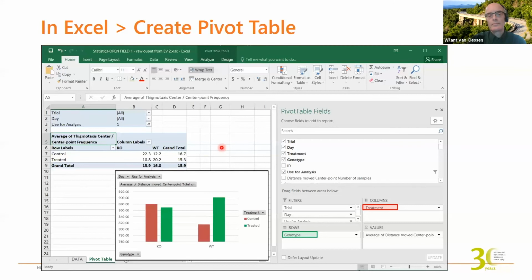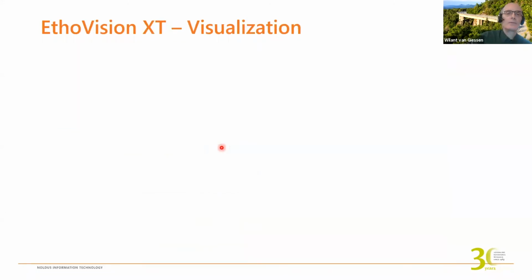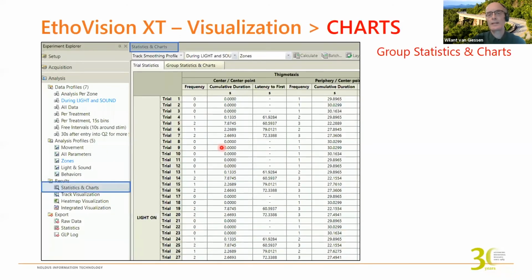So the next thing I want to go to is visualization. First of all, charts. We saw some of that already. Group statistics and charts. So this is another way to look at your data. Here we have another example of a combination of data profile during light and sound. Remember in that example earlier on, we were going to have the light go on and the sound go on in the cage with your animal.